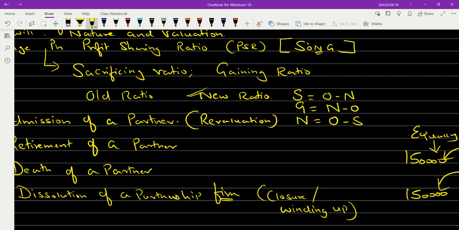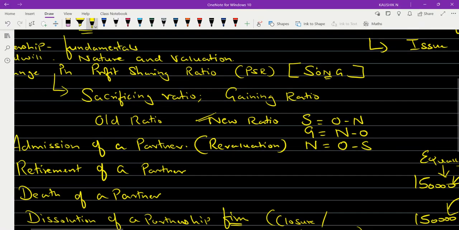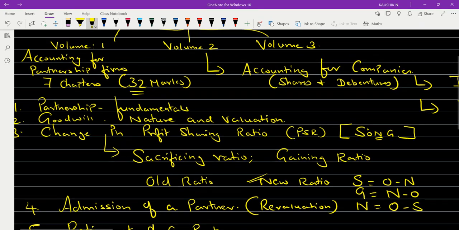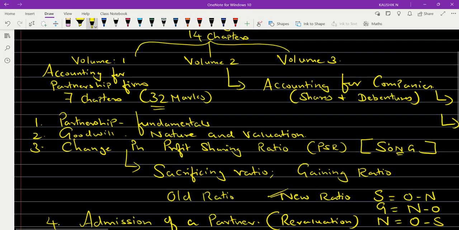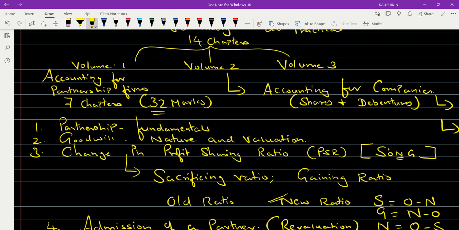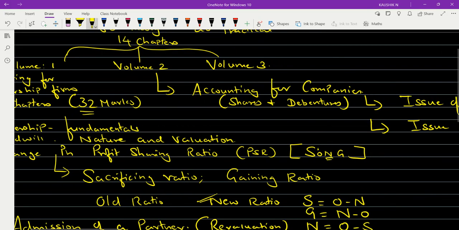It's very simple, where you need to prepare something called a realization account. Where you prepared a revaluation account earlier, in this chapter you open a realization account and do the needful. So these are the topics we are going to learn with respect to partnership. As per the current situation, these 7 chapters put together carry 32 marks out of your 80 marks.